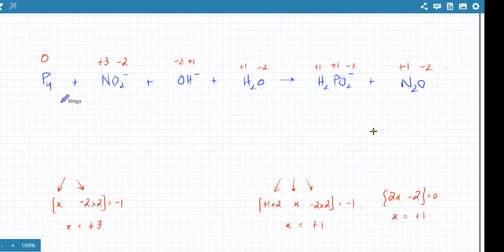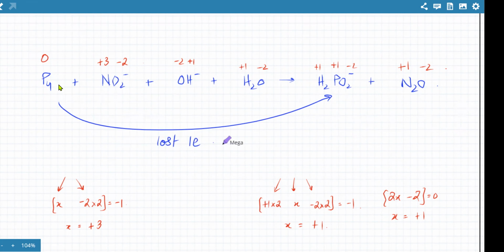P goes from 0 to +1. So that means this is getting oxidized. It means it lost one electron. And over here, I'm talking about just a single P, not the four P's combined. I mean, the P is not balanced at the moment. So I'm just talking about the oxidation state of a single atom of P, that it goes from 0 all the way to +1. So that means it lost one electron.